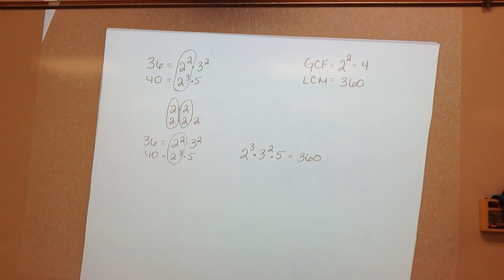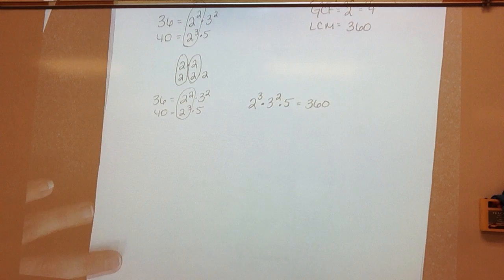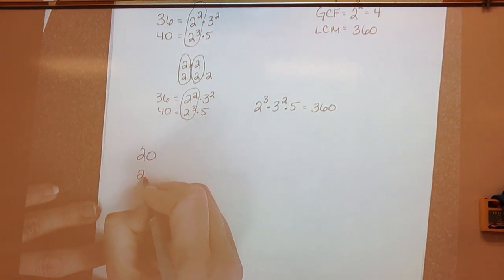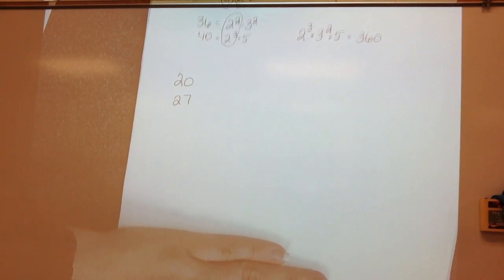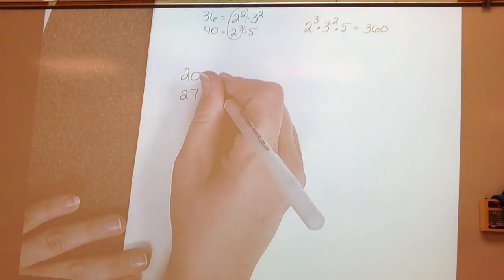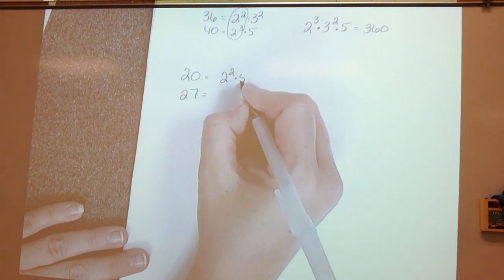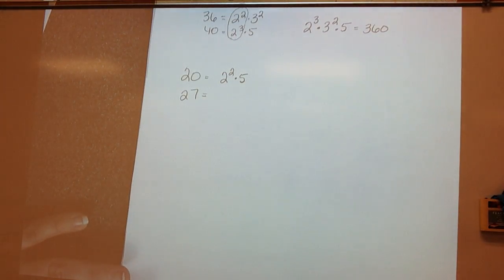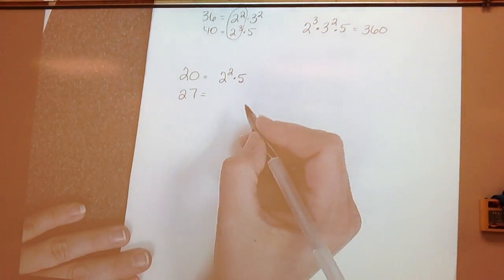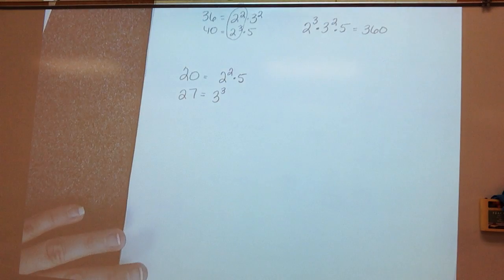All right, don't fret. I know a lot of you are sitting here going, I don't get that, I don't understand it. We're going to do another example. We're going to look at this again. Let's say that I have the numbers 20 and 27. I'm going to look at prime factorization. The prime factorization of 20 is 2 squared times 5. The prime factorization of 27 is 3 cubed.